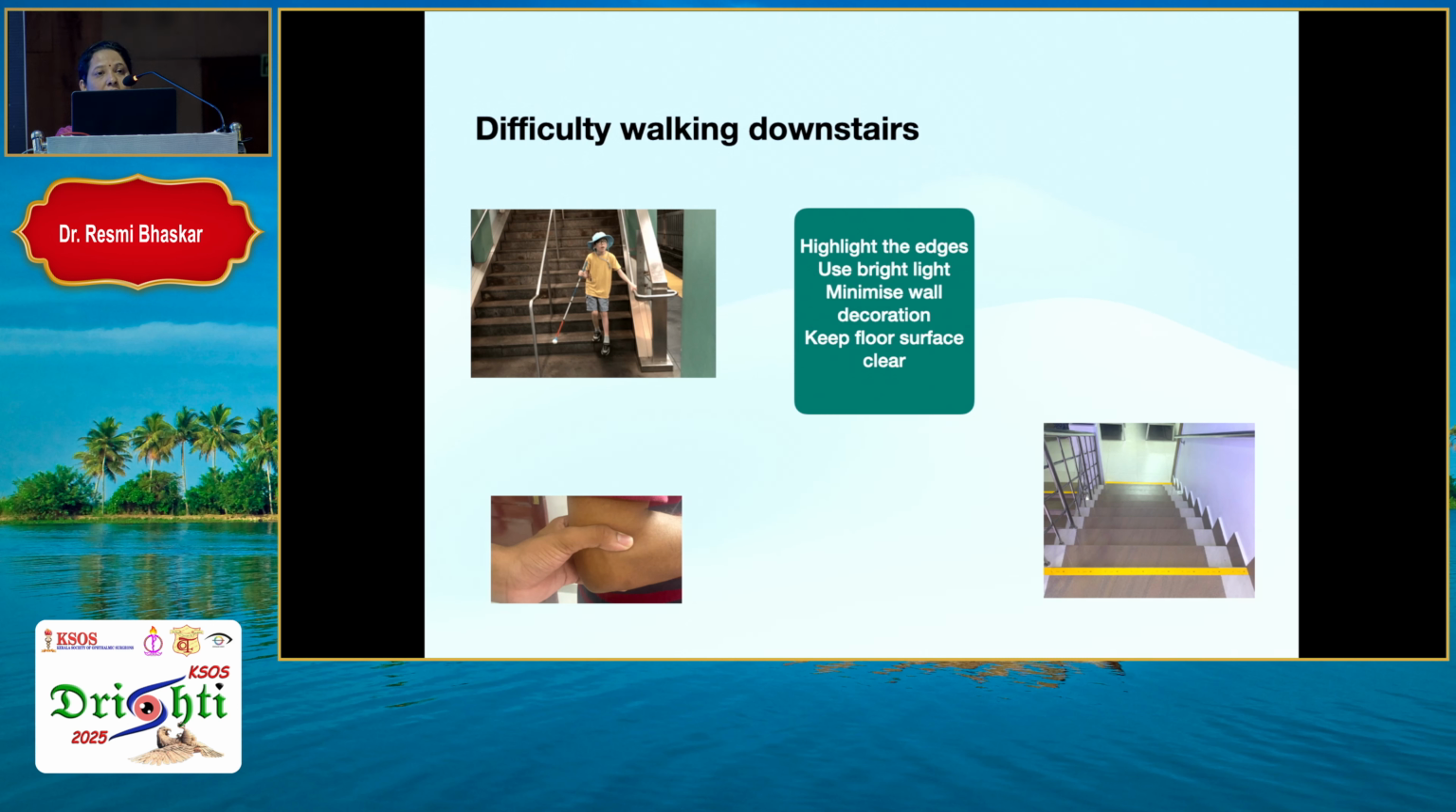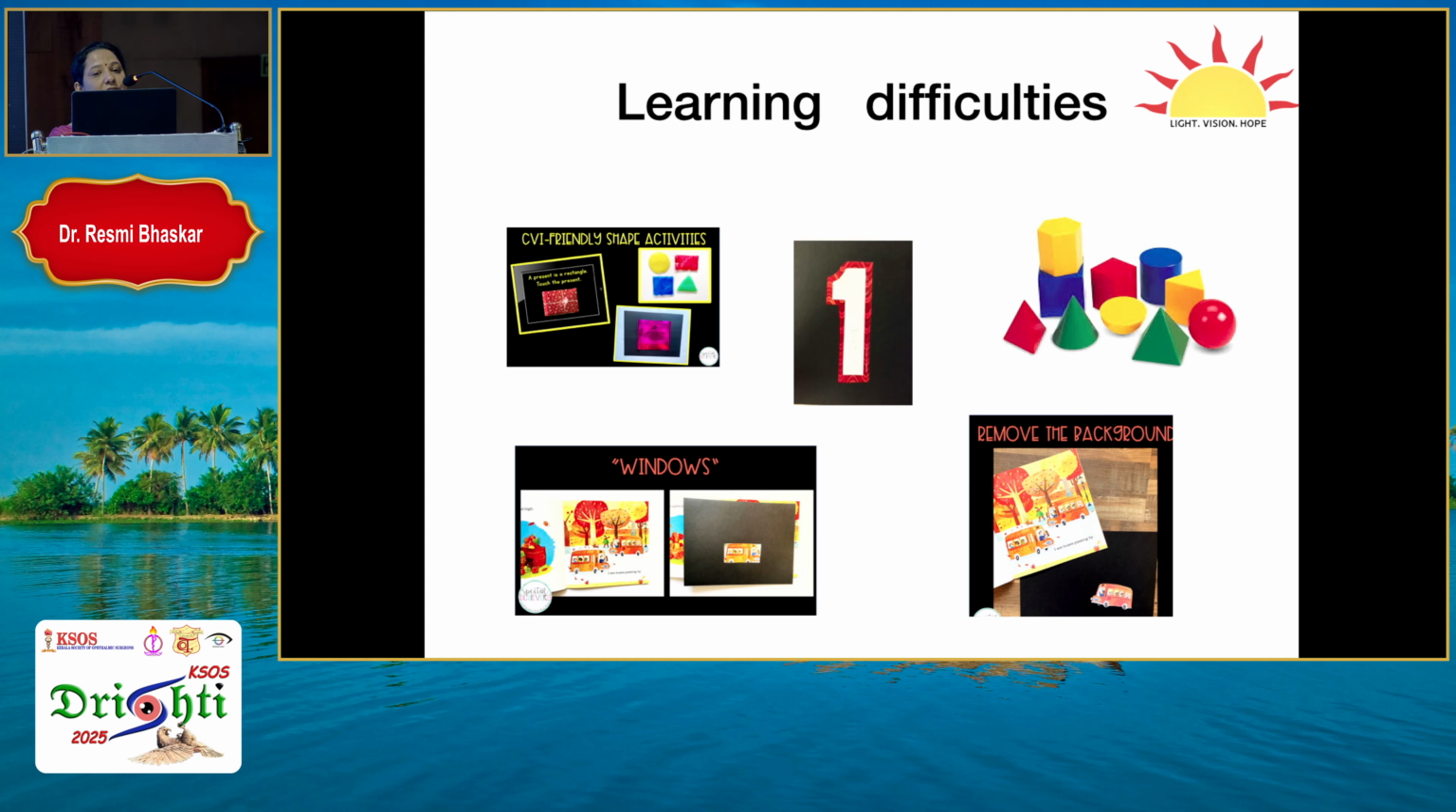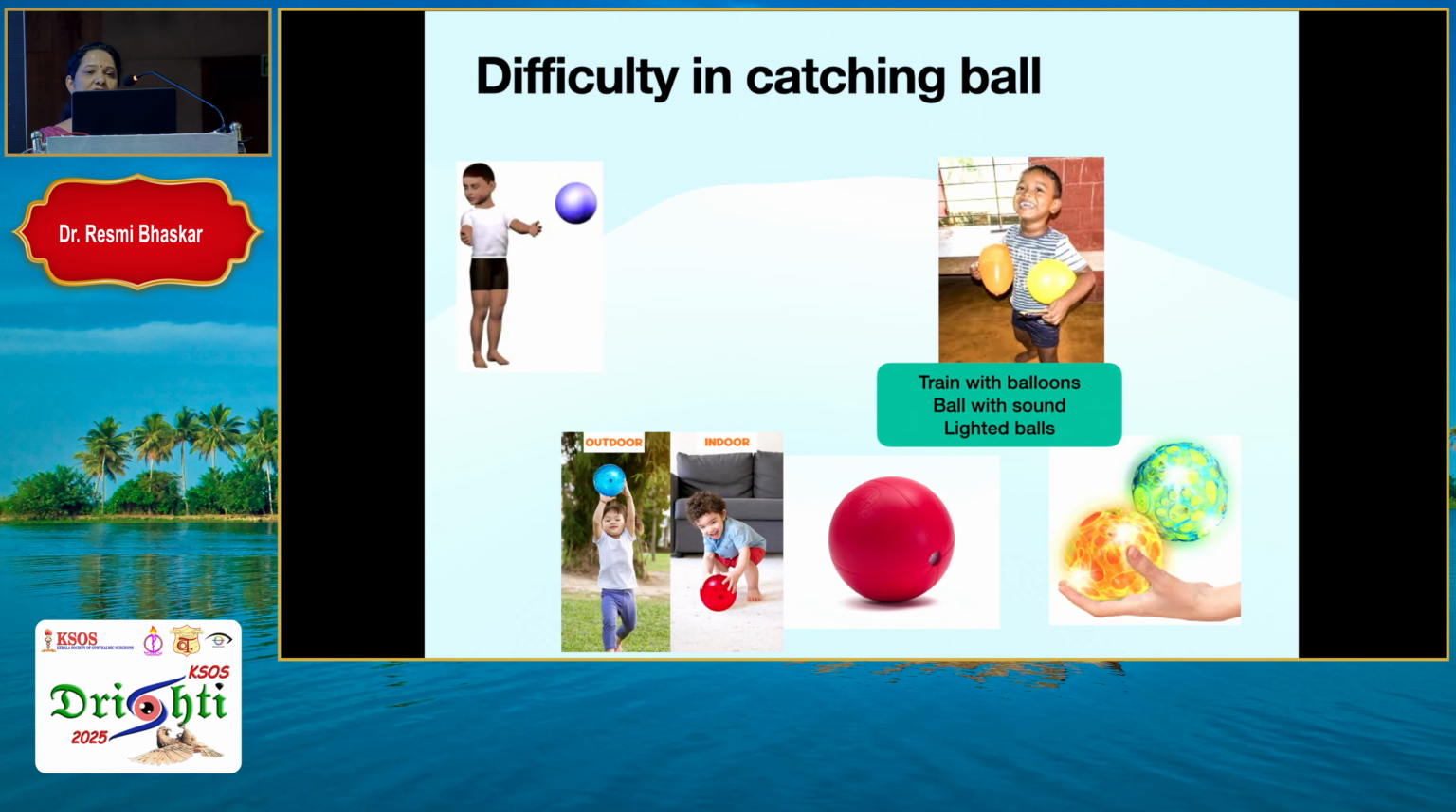ask them to hold the elbow of the parent so that they will be able to know the difference in the floor space. For learning difficulties, you can highlight the numbers like this, use 3D tools, and you can make windows so that it will be highlighted. You have to reduce the clutter and highlight the objects. Suppose a child is having difficulty catching a ball. It's not because he is lazy, it's because he is not able to see a fast moving object. You train them with balloons, which are slow moving, or balls with sounds and lights.